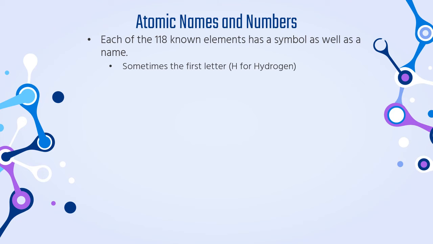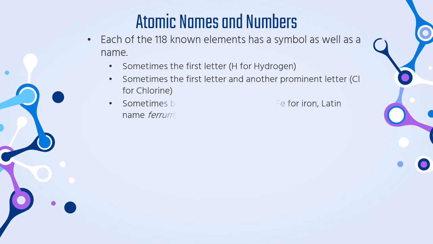Sometimes it's the first letter. For example, we use H for hydrogen, O for oxygen, N for nitrogen. Sometimes it's the first letter and another prominent letter that helps identify it. For example, Cl for chlorine. We have Si for silicon, Al for aluminum. Those help to identify it.